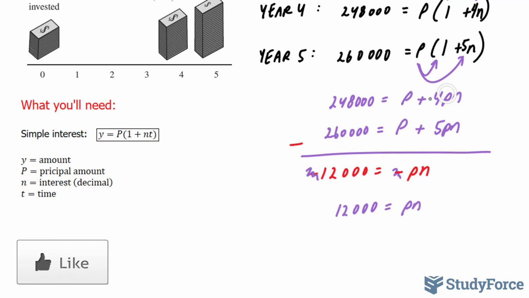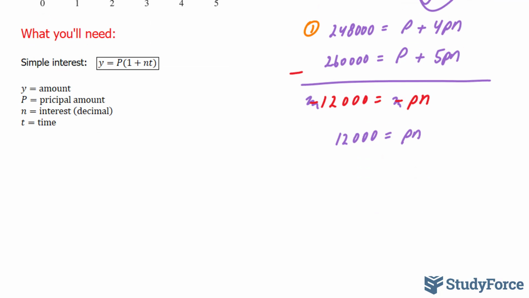Take a look at the two equations that we generated earlier. Both of them have PN, so I can substitute the content of PN into one of these and I can solve for P. I'm going to substitute 12,000 into the first equation. Notice what happens. We have 248,000, that doesn't change, is equal to P plus 4 times, and I'm going to replace PN with 12,000. This gives me on the right side P plus the product of these, which is 48,000.